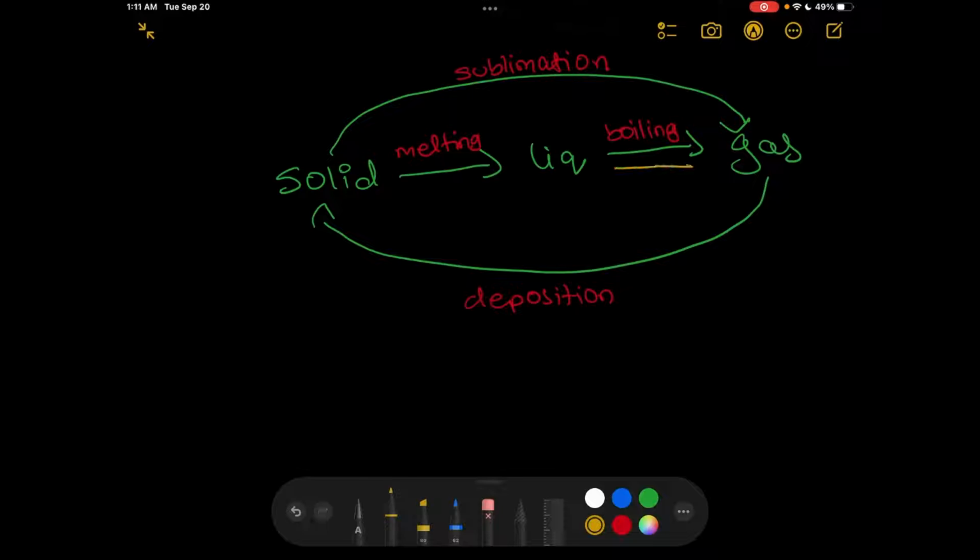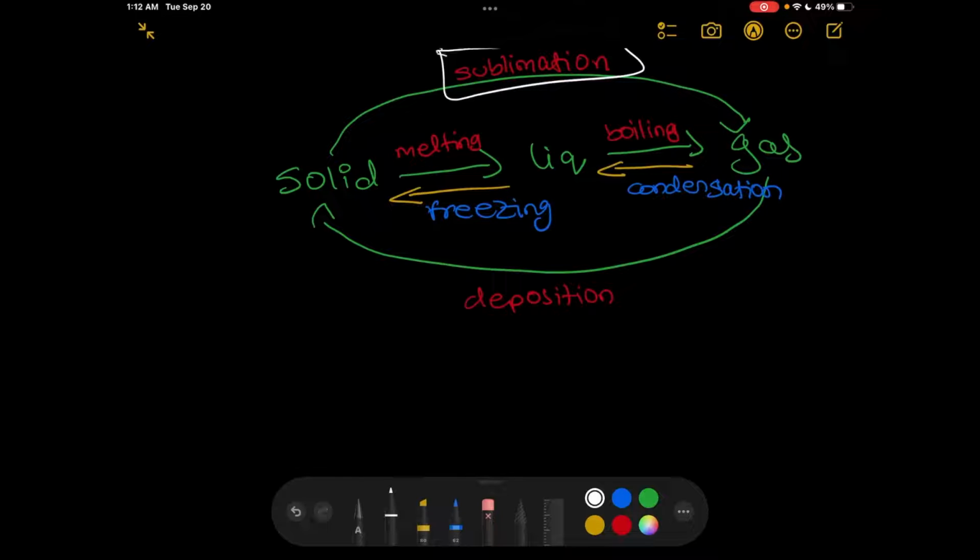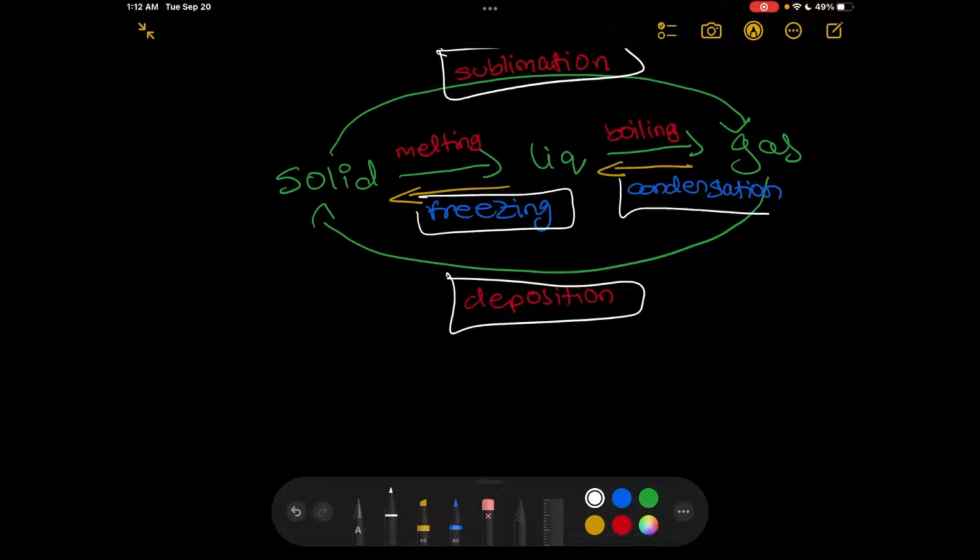Again, gas can also change to liquid, and liquid can also change to solid. What do we call this change of state? From gas to liquid, we will call it condensation. From liquid to solid, we will call it freezing. So the changes of state we have got are sublimation, deposition, freezing, condensation, boiling, and melting.